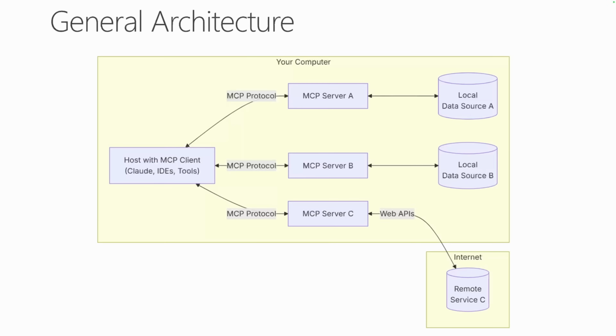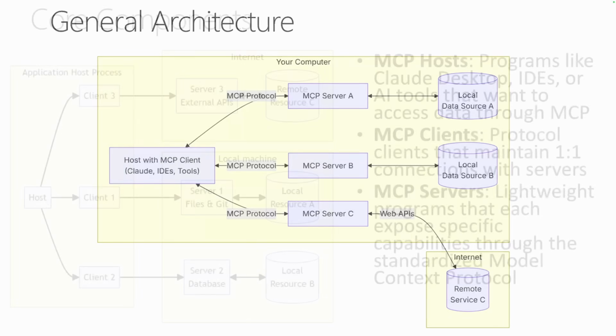The general architecture is something like this. We have the host, like the different IDEs and tools, for example, VS Code, Claude, etc., that use the MCP protocol to communicate with one or several MCP servers, and the MCP server is what gets access to different data sources. It could be a local data source, or it could use web APIs to connect via the internet to a remote service, etc.